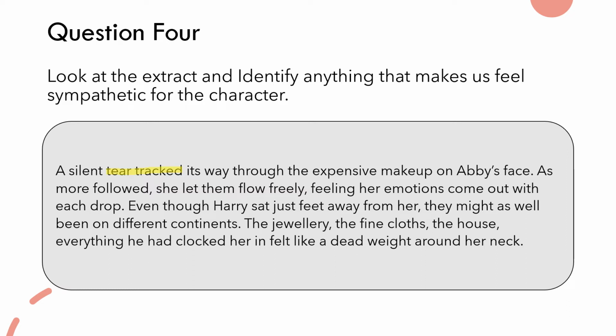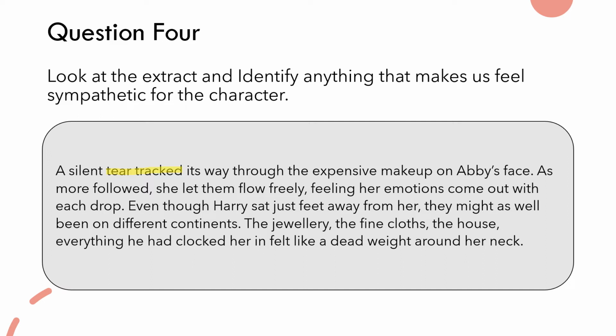It's alliteration, right? You've got tear tracked its way through the expensive makeup on Abby's face. And the alliteration here helps emphasize the fact that she's crying, and therefore we can infer that she's definitely not happy. Something has happened that has caused her to be upset or miserable at this point. As more followed, she let them flow freely. Another example of alliteration there. Feeling emotions come out with each drop.